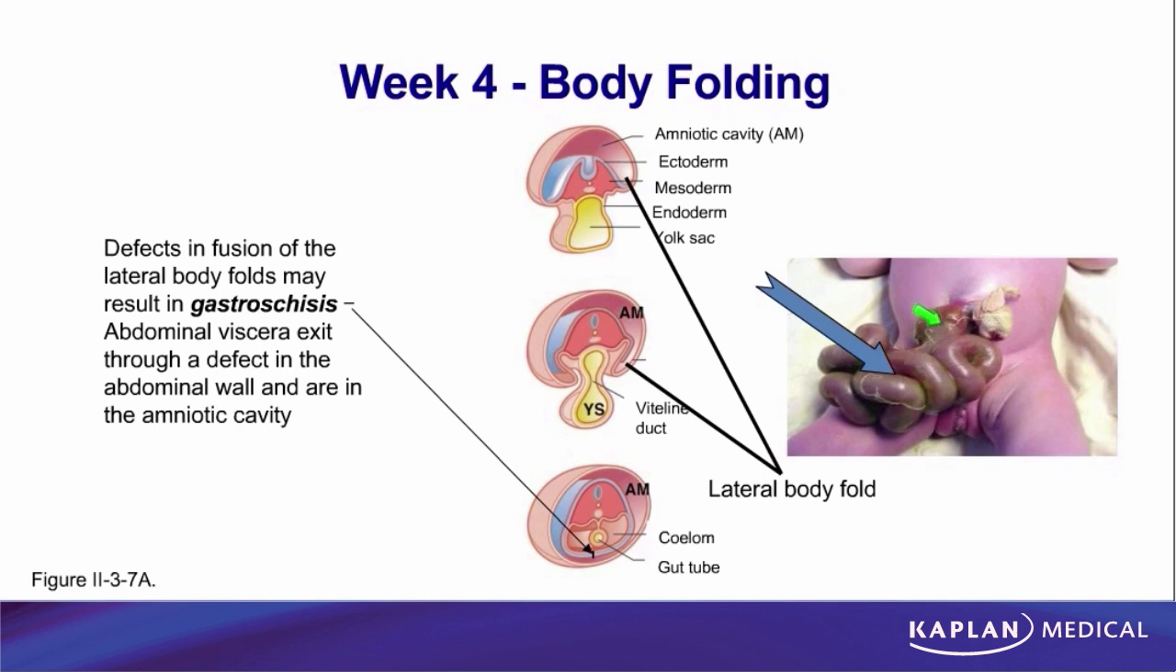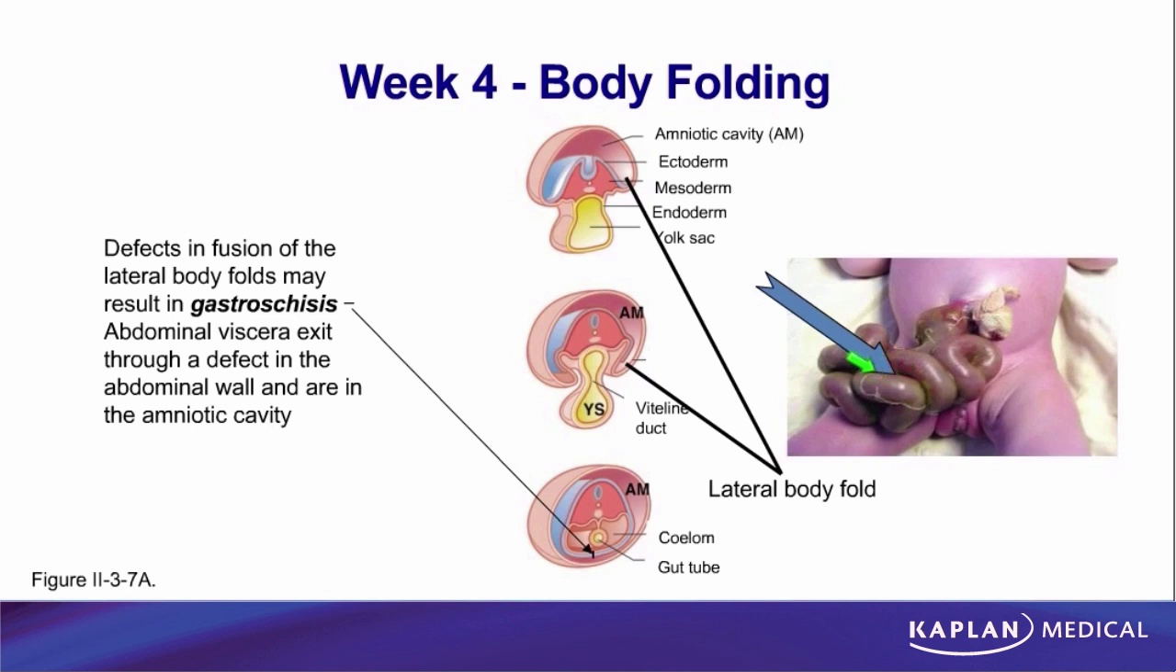Now, when you look at this, your first inclination might be to say, well, that's a GI tract defect, right? You have GI tract in the wrong place. But it's not a GI tract defect. It's actually a body wall defect. There's the defect in the body wall. It's a body wall defect through which GI tract escaped.